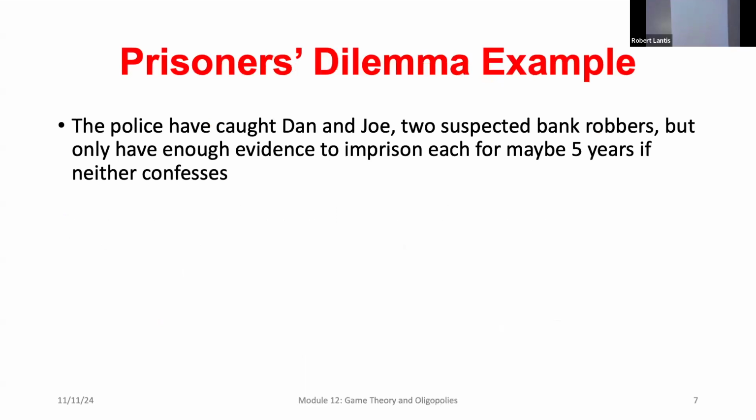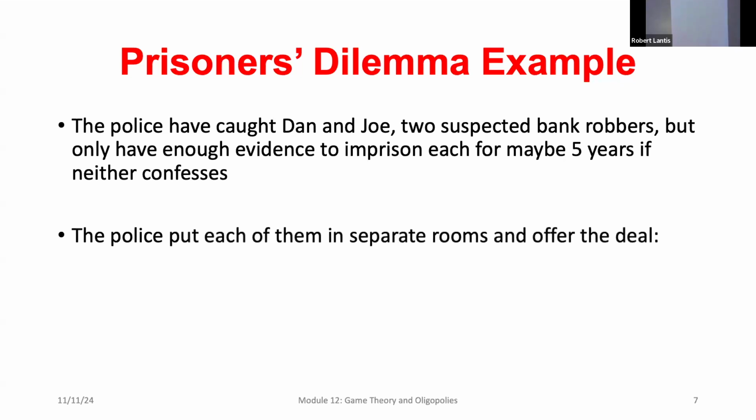So let's say I've got this example with two suspected bank robbers. Here we're not talking about firms yet. We've got enough evidence to bring them in for questioning, and neither of them confesses. They both get 5 years. So we've got some evidence, but not strong enough. Maybe we get them on some lesser charges, so they both get 5 years in prison.